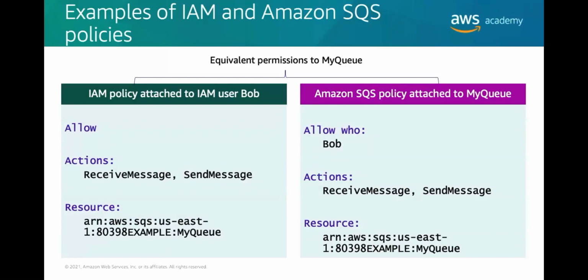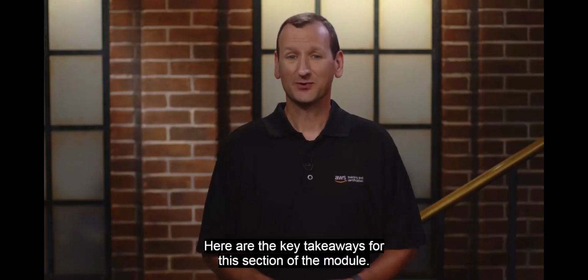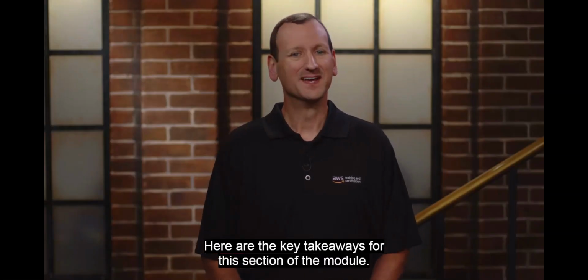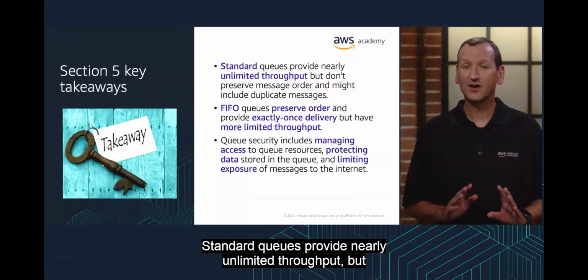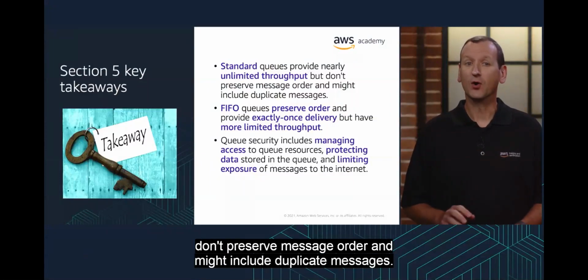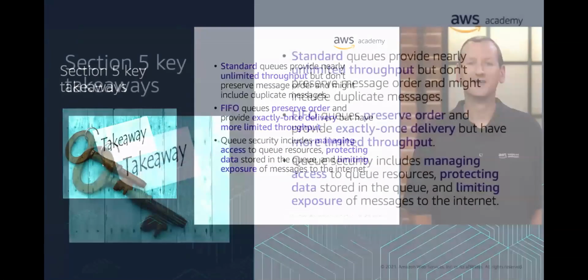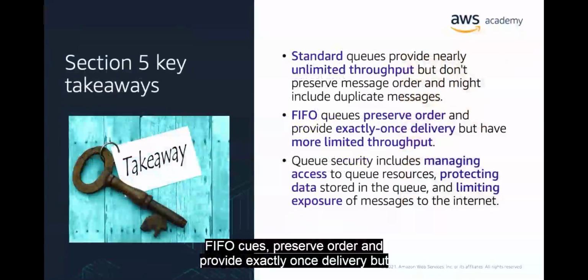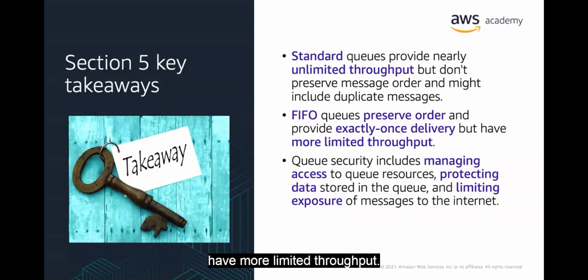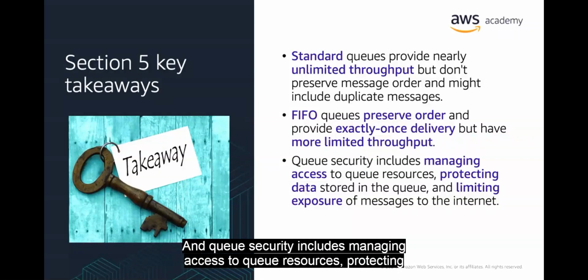Here are the key takeaways for this section of the module. Standard queues provide nearly unlimited throughput, but don't preserve message order and might include duplicate messages. FIFO queues preserve order and provide exactly once delivery, but have more limited throughput. And queue security includes managing access to queue resources, protecting data stored in the queue, and limiting exposure of messages to the internet.